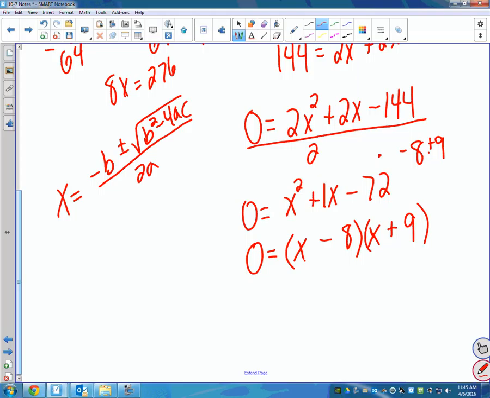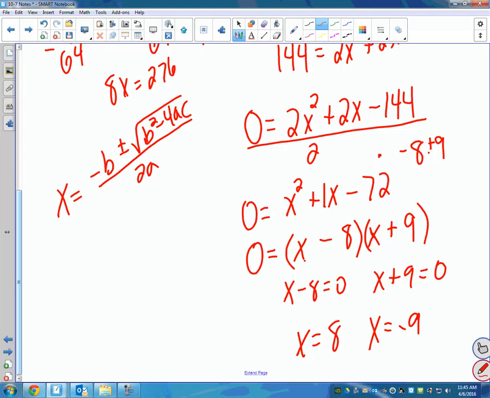And then what do you do to find your zeros from there? Like, that's just factoring it. Yeah, you set each one equal to 0. If two things multiply to give you 0, one of them has to be 0. So that's where you can say x minus 8 equals 0, or x plus 9 equals 0. And I promise that we should get the same answer if we did this in the quadratic formula.